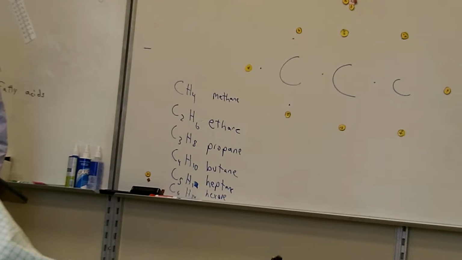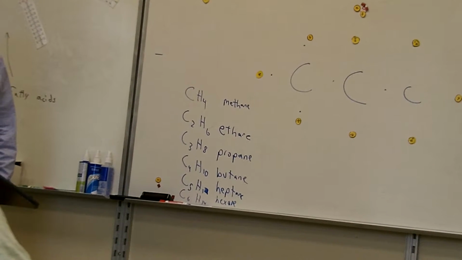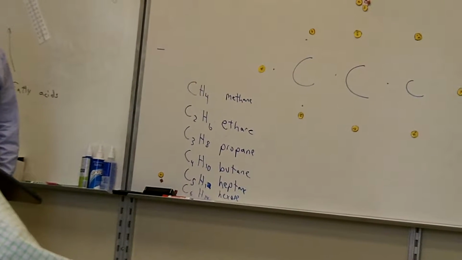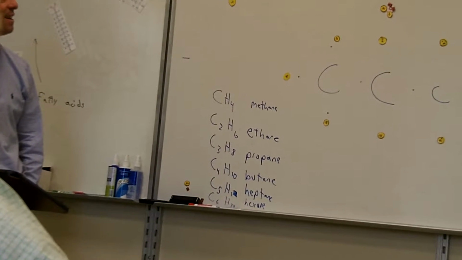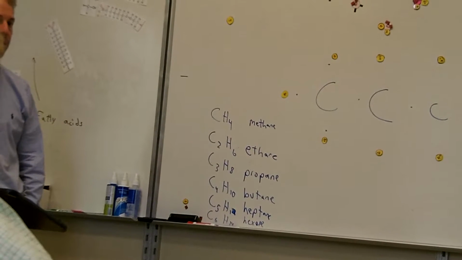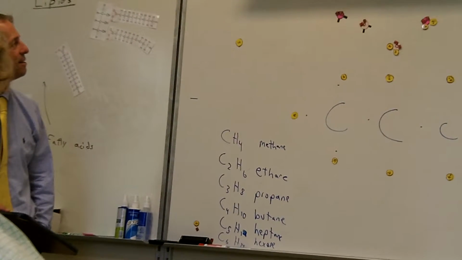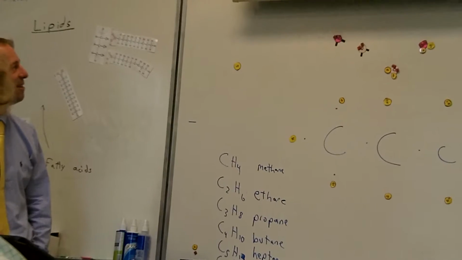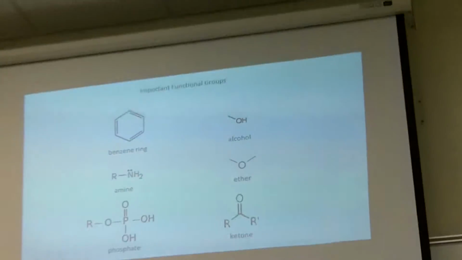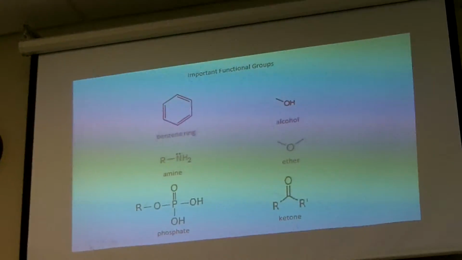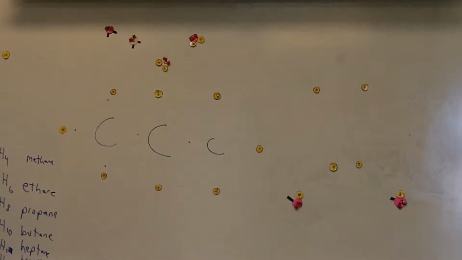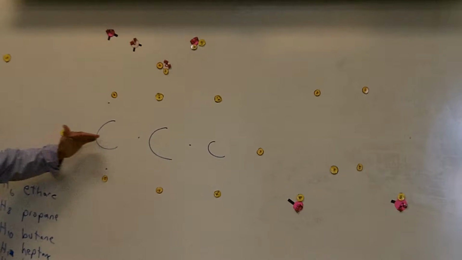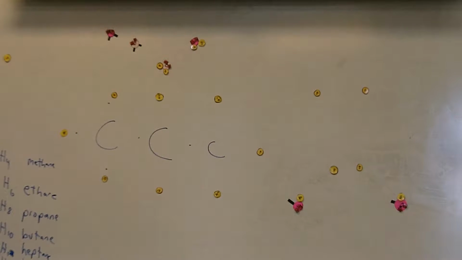There's CH4. What was that called again? You can shout it out. Methane. Did everyone say methane? Nice. Now you can add other things to the carbon groups other than hydrogen. Like I said, you could add OH. If you add an OH group to a carbon chain, that's an alcohol, like ethanol.